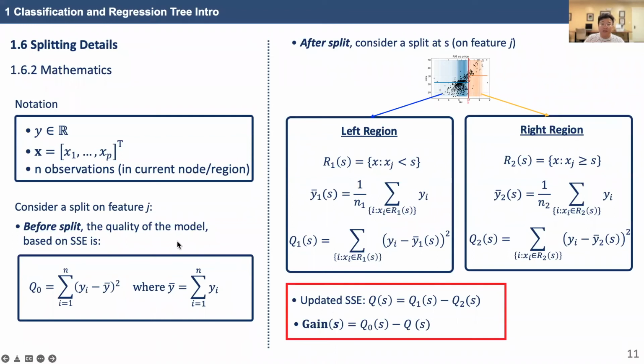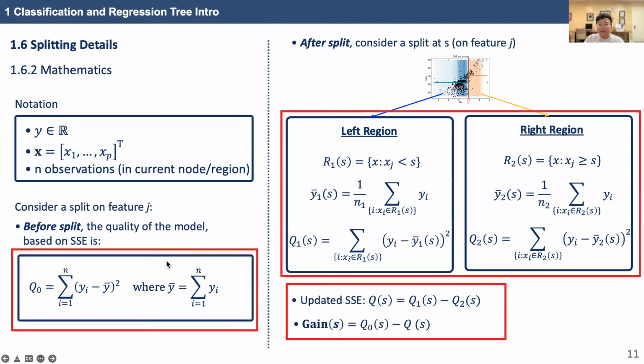Before splitting the data, we can calculate the SSE by using this equation. After splitting the data, we can calculate the SSE for the left and right regions. And finally, we see how this updated SSE and gain change with respect to each split point. Let's see how the updated SSE and gain change now.